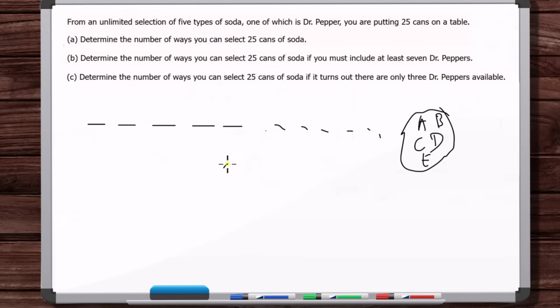We have combinations with repetition. So we're choosing from a group of 5 and taking 25. So 25 plus 5 is 30. So 29, choose 25.